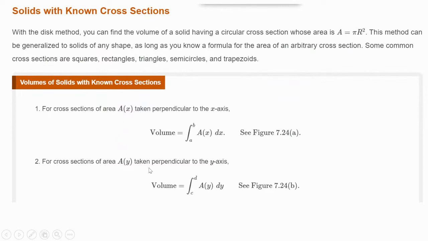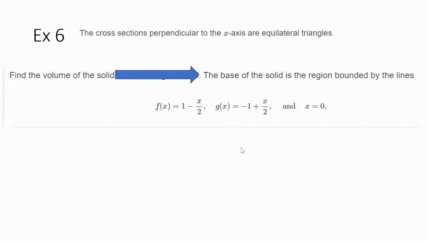And for cross sections of area taken perpendicular to the y-axis, you're perpendicular to the y-axis, so this is dy, but you have this formula. Okay, so again, these are some more formulas that you want to commit to memory. Now, we're going to do a problem with this, so we're going to do this example.